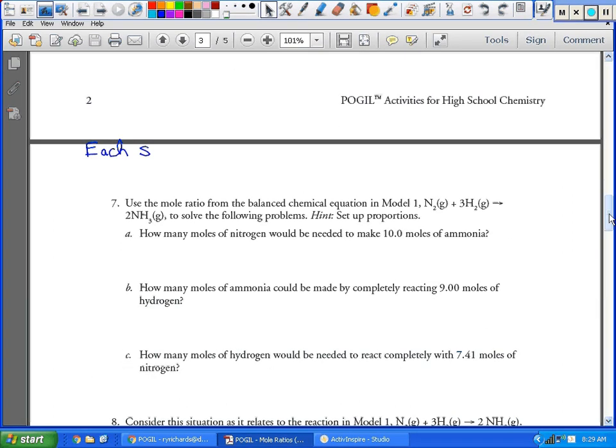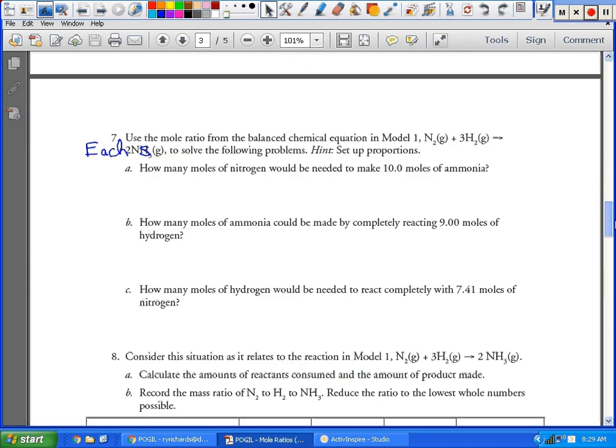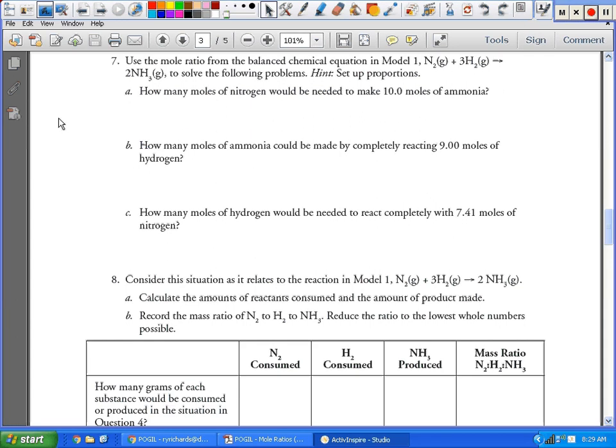All right, so number 7. Use the mole ratios from the balanced chemical equation that we have there to solve the following problems. Hint, set up proportions. How many moles of nitrogen would be needed to make 10 moles of ammonia? So let me ask you something. Do you agree that there is a given value in the problem? Yes. All right.